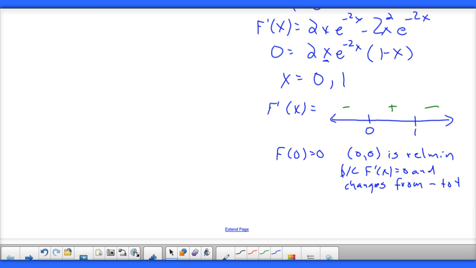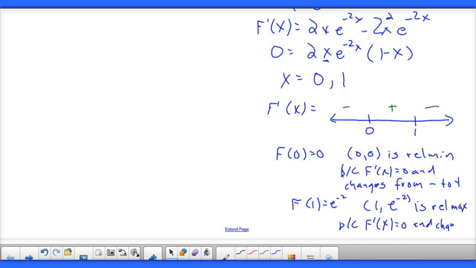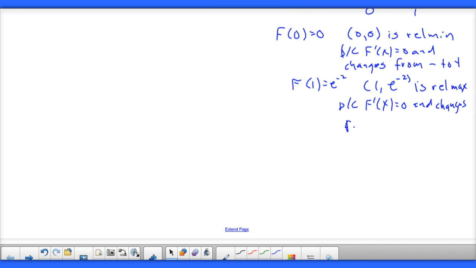Now, in analyzing this further, let's find out what f of 1 is. I put that into the function, I'm going to get e to the negative 2. So finding the whole point, this guy is a relative max because f prime of x equals 0 and changes from positive to negative. All right, there's our max and mins.